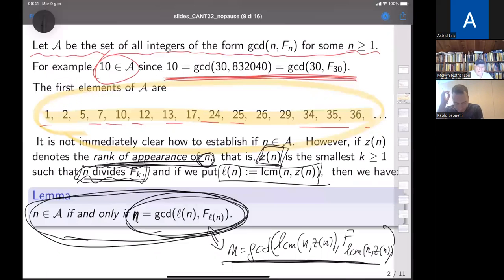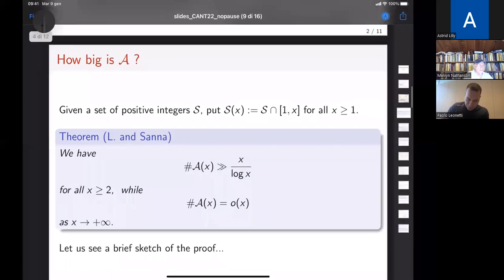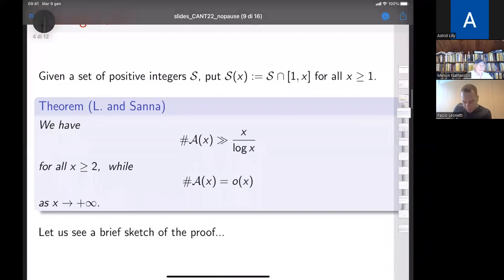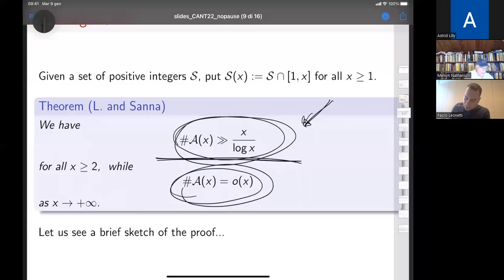But our question is, how large is this set? And the theorem that we are going to prove is that this set has a cardinality which is at least, up to a constant, x divided by log x. So it has at least the cardinality of primes up to a constant. And on the other hand, it has asymptotic density 0. We are going to divide the proof into two parts. First of all, we are going to do the lower bound and then the upper. So let's start with the lower bound.